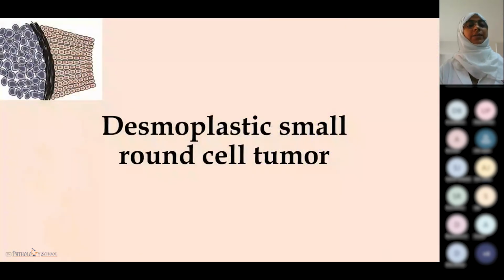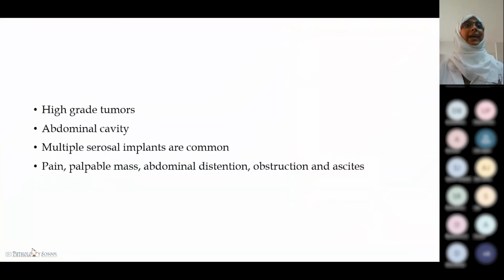And the desmoplastic small round cell tumors. These are high-grade tumors occurring in the abdominal cavity with multiple serosal implants. Children and young adults, actually with a peak in the third decade, present with these tumors, which have a male predominance.